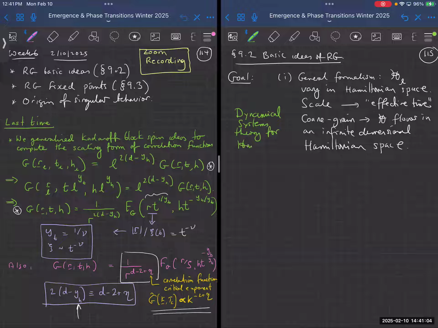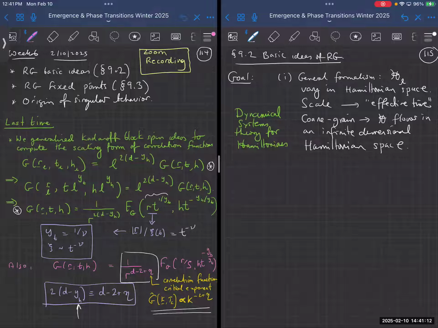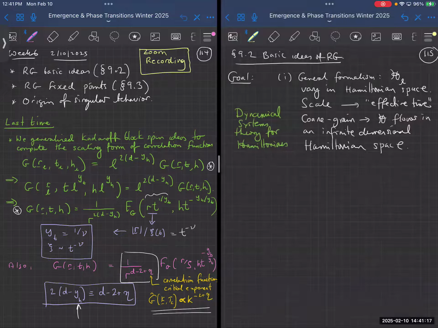For Hamiltonians. So that's the first thing that we're going to do in it, and it will seem very pretentious, and you might say, well, what use is it? So what we're going to see is that this will enable us to understand where the Kadanoff assumptions come from.